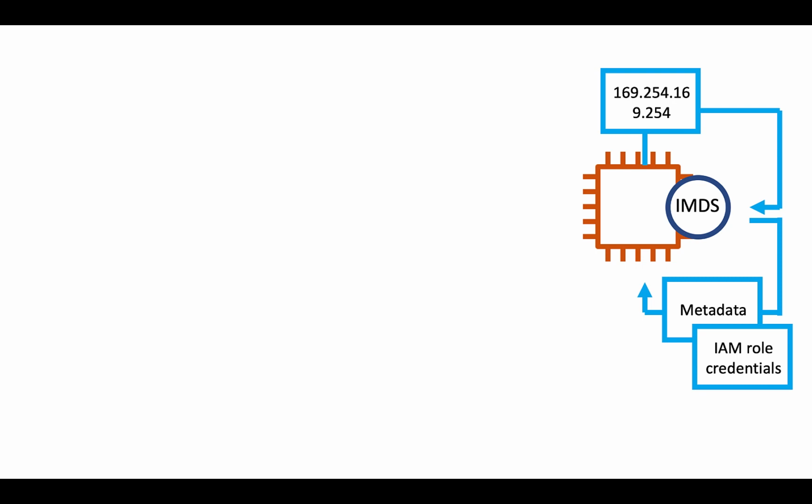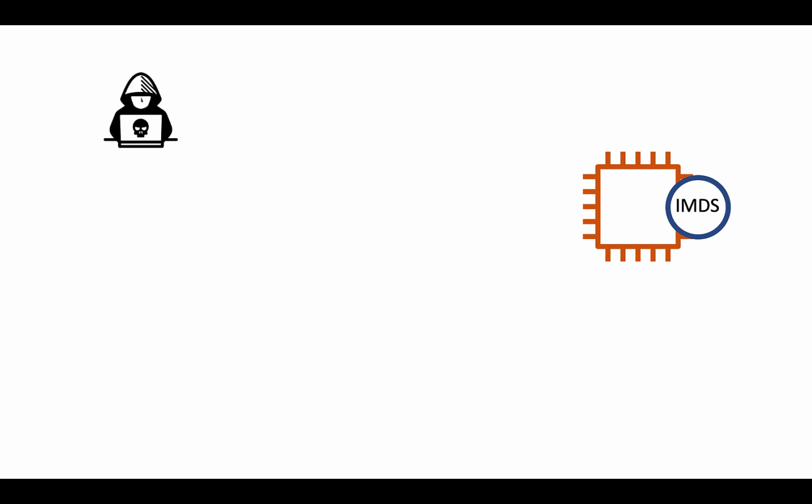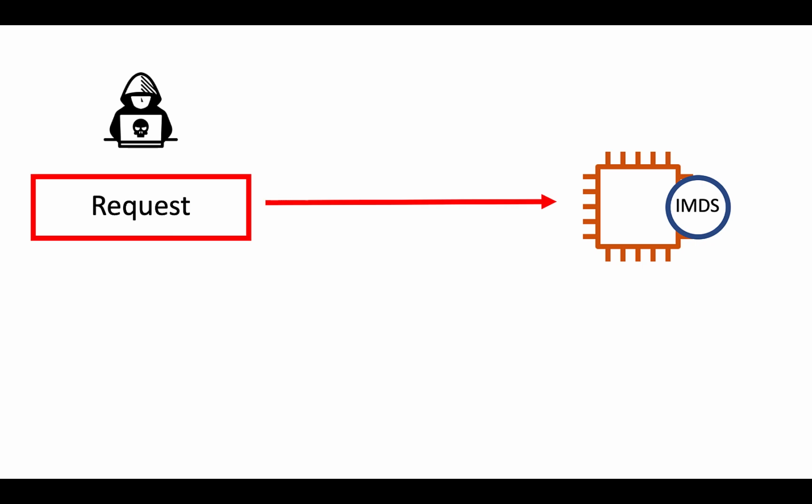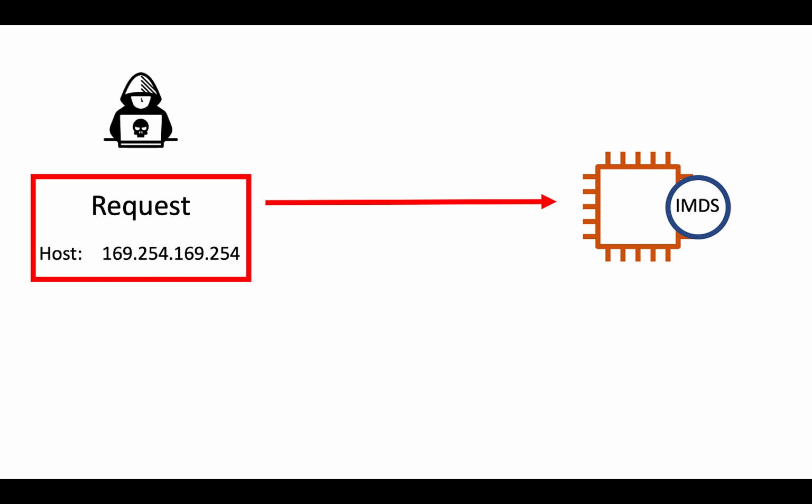That's really important because with those credentials, you can effectively do anything that the role has permission to do. And this has led many attackers to try to pull that info off of EC2 instances. They'll send a request to the instance and try to proxy it back to the IMDS service. For example, they can include a host header that specifies that link local address.